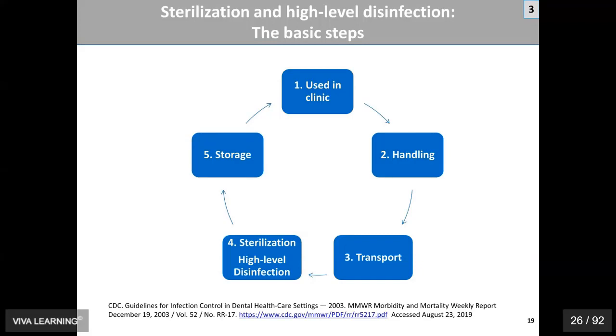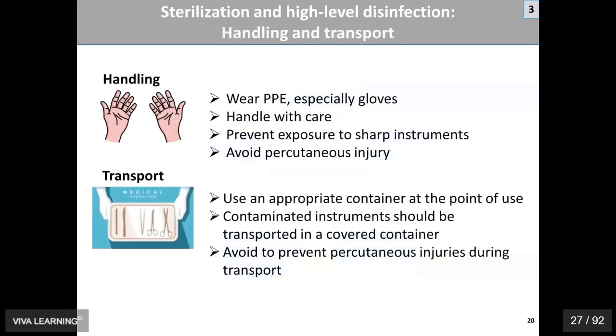Now, the path that an instrument really takes in your office, obviously it's used in the clinic, so it's used in your office in the operatory. It's then handled, repackaged. It's transported typically to the sterilization area. And at that point, it's sterilized and then it's stored. That's really that path, that circle repeating again and again that happens in your office. So where people often get into trouble is handling and transporting them.